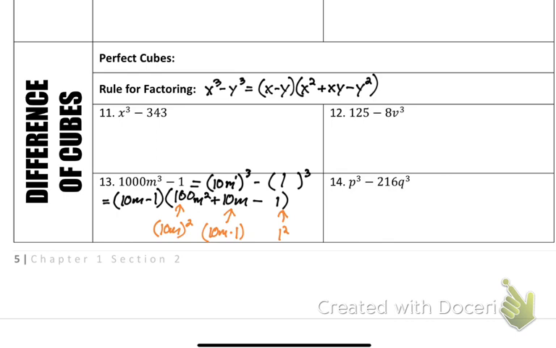Should we do one more? Totally cool with it. Yeah, let's do it. Let's do one more. Should we do that last one? Yeah. All right, we'll do the very last one.